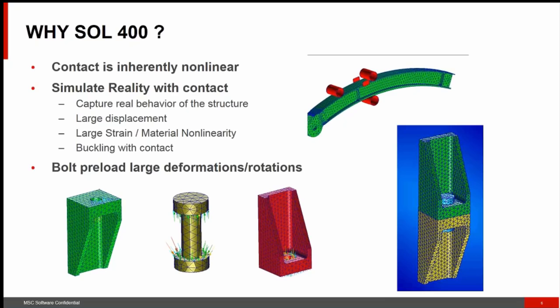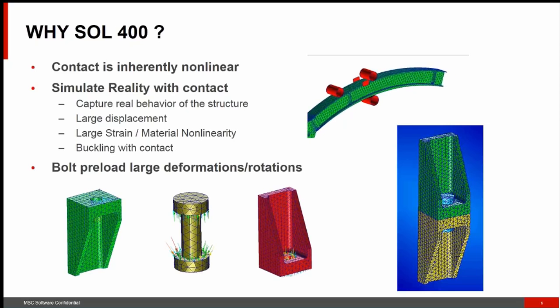For example, here you can see the displacements are large in this kind of analysis. In the first animation, you can see a track and a roller structure. You see how the displacements are very large, with large deformations. So this kind of analysis is not going to be very accurate if used in solution 101. It's not going to capture the real behavior.